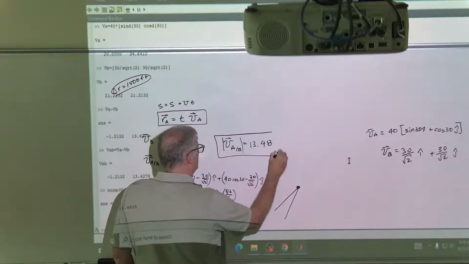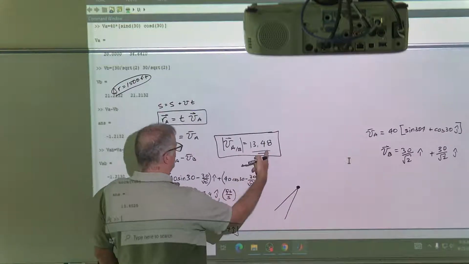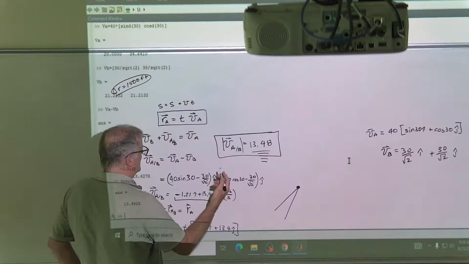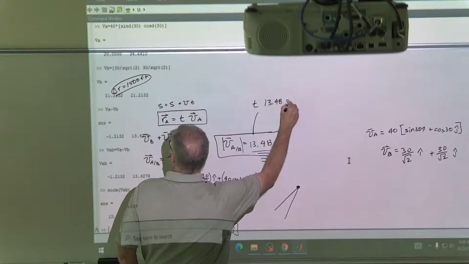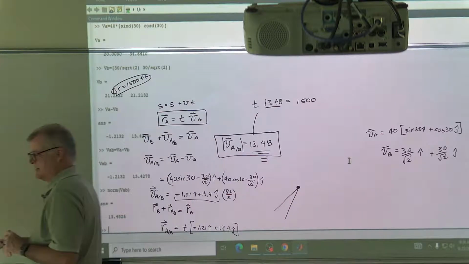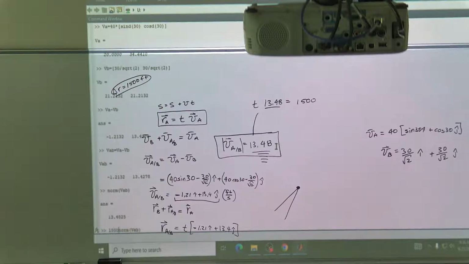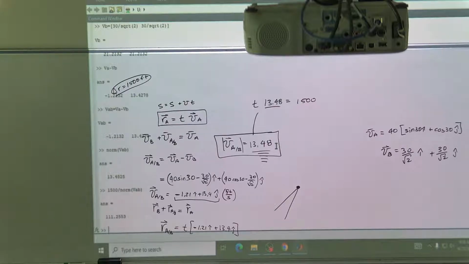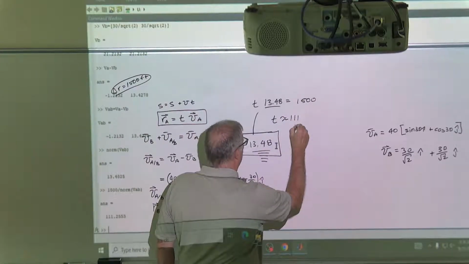So after 1 second, they're this many feet apart. After 2 seconds, of course, they're 2 times that many feet apart, and so on and so forth. So all you really need to do is t times 13.48 equals 1500, and then divide that out. I don't know what that is. I know, I'll do this. 1500 divided by 13.48 is 111 seconds, I think. So does that make sense? Roughly 111 seconds.